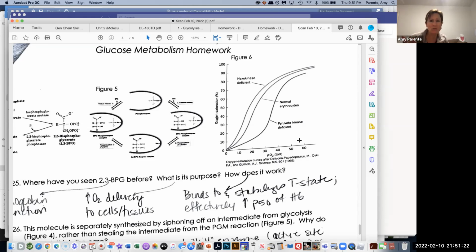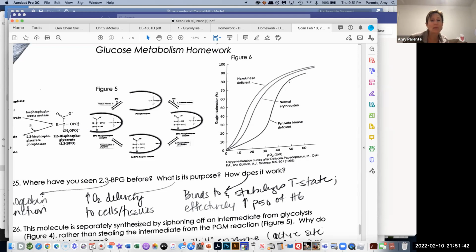T state of hemoglobin means I have a higher P50, I bind oxygen less tightly, however you want to word it. My binding curve shifts to the right. And that's exactly what we see here. Okay, so does that make sense?